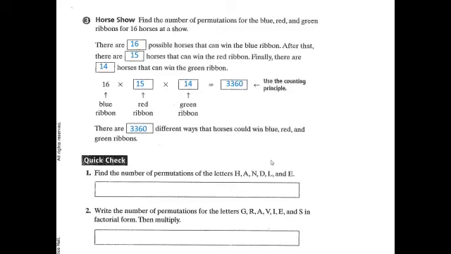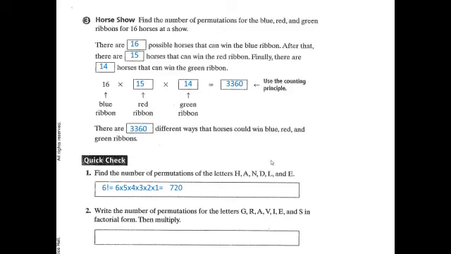Now we're going to find the number of permutations of the letters H, A, N, D, L, and E. That would be a 6 factorial. So 6 times 5 times 4 times 3 times 2 times 1. Go ahead and do the math for that. You can use a calculator. The correct answer is 720.